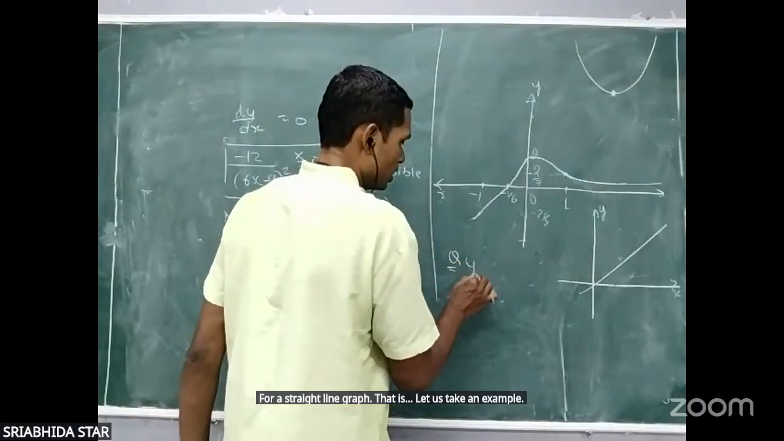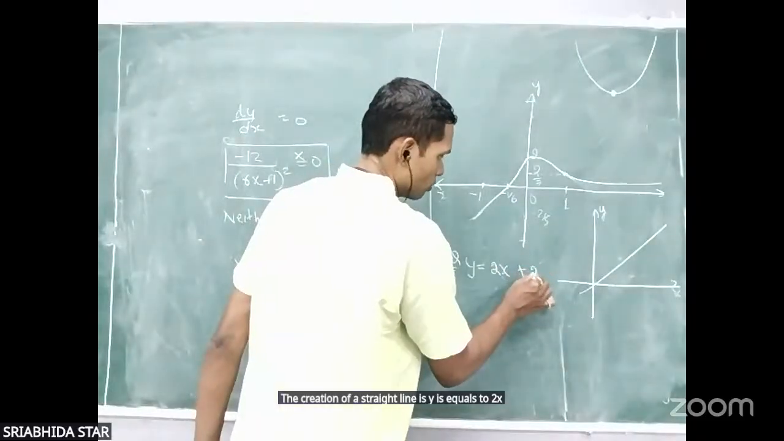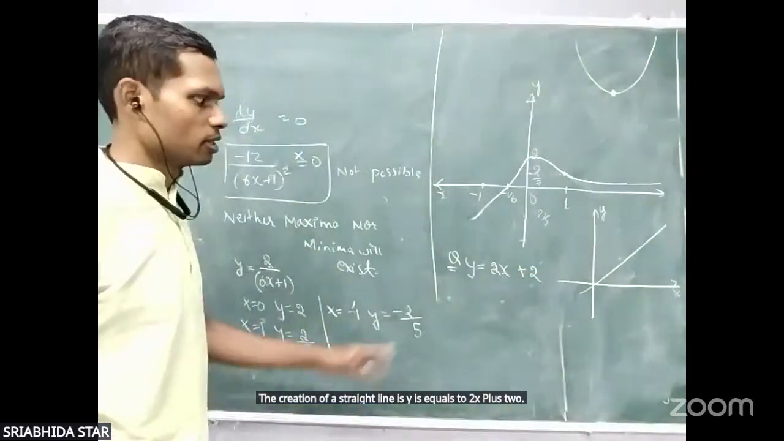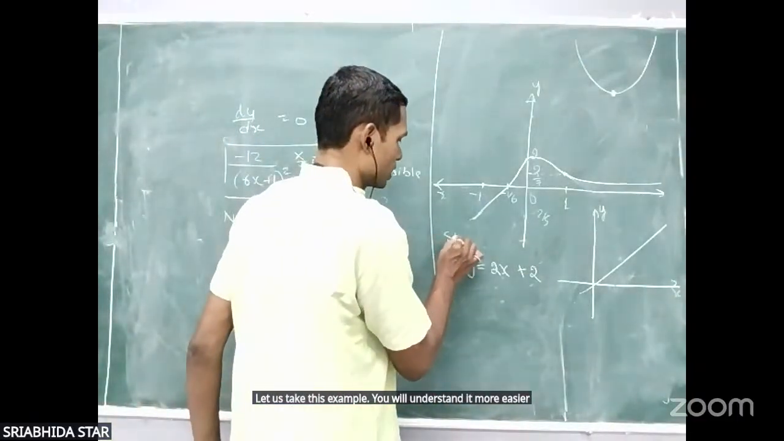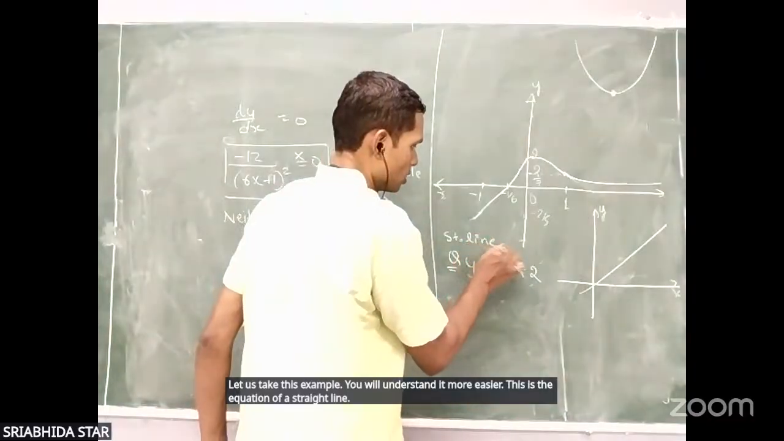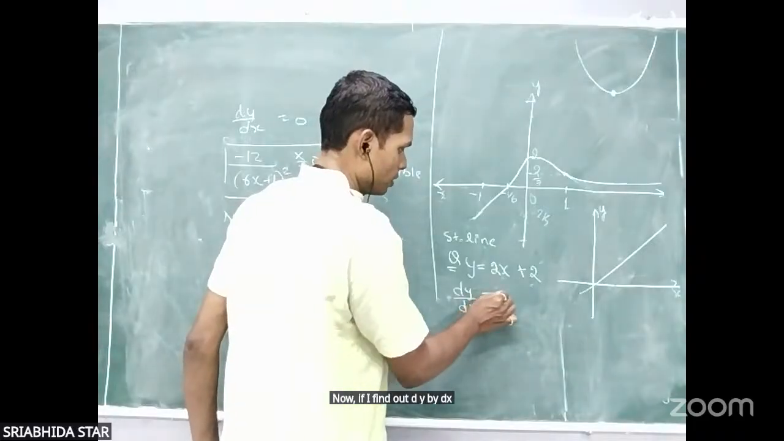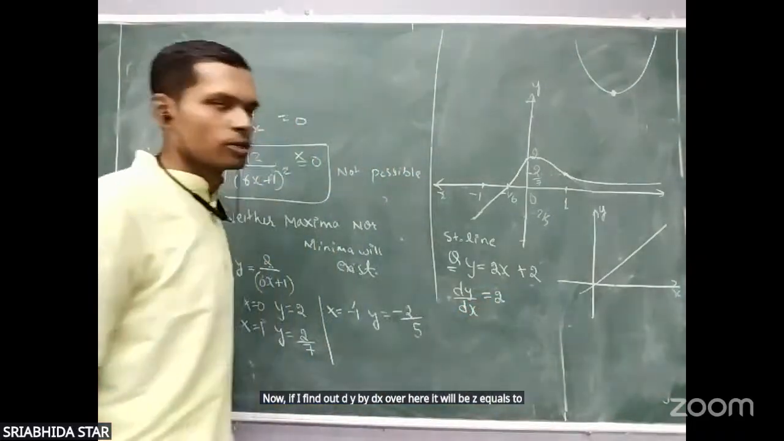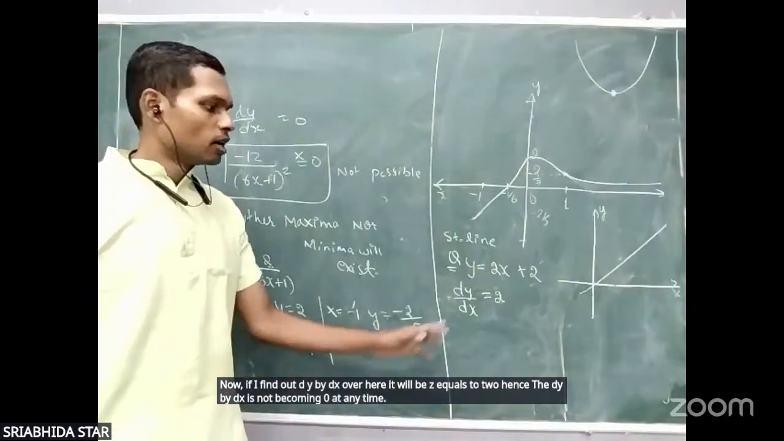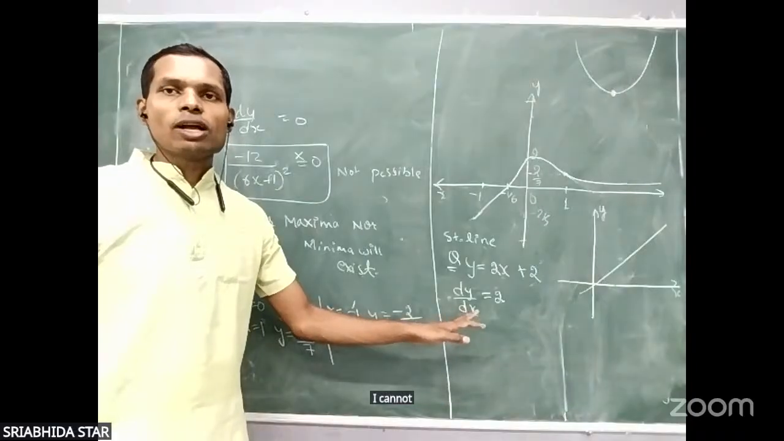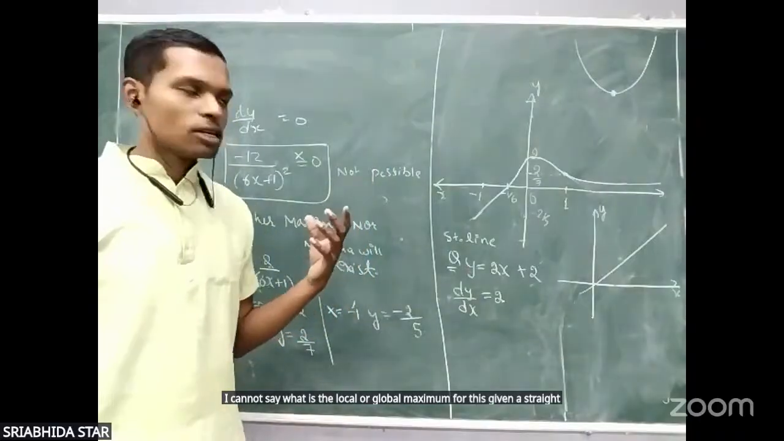Let us take an example. The equation of a straight line is y equals to 2x plus 2. You will understand it more easily if this is the equation of a straight line. Now, if I find out dy by dx over here, it will be equal to 2. Hence, the dy by dx is not becoming 0 at any time. I cannot say what is the local or global maxima for this given straight line.